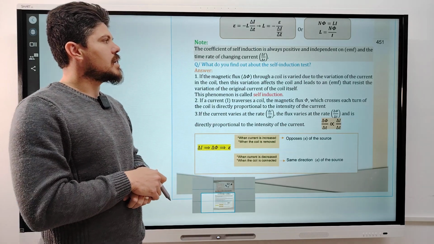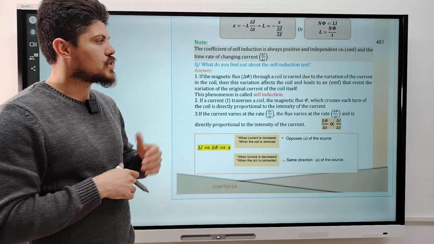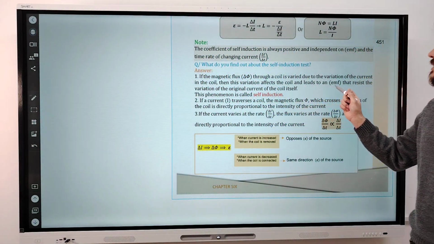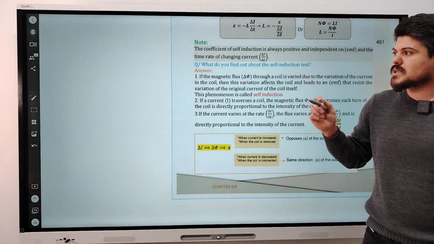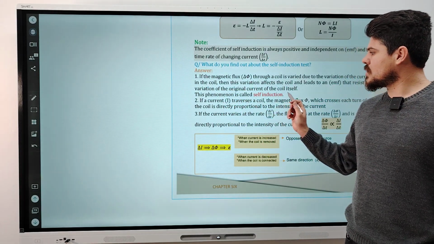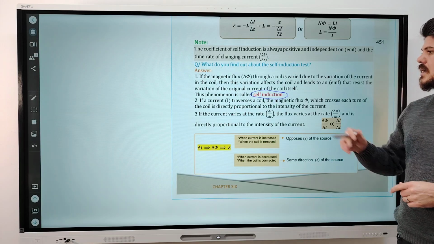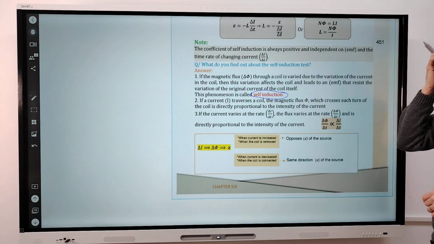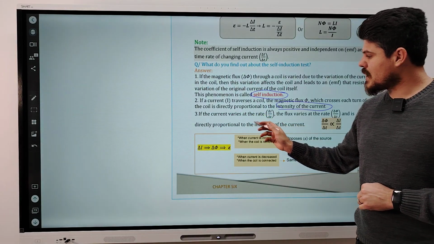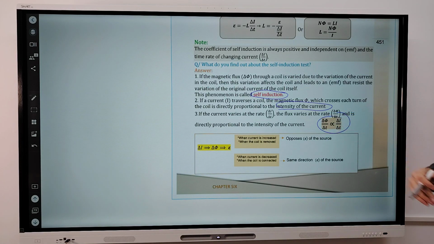So what do we find out about the self-induction experiment? We found out that if the magnetic flux through a coil changes due to the variation of the current in the coil, this variation leads to an EMF that resists what? It resists the change of the original current of the coil itself. So this phenomenon is called what? Self-induction. If a current traverses a coil, the magnetic flux which crosses each turn of the coil is directly proportional to the intensity of the current. If the current varies with time, the flux varies at the rate delta flux over delta t, and these are directly proportional to each other.